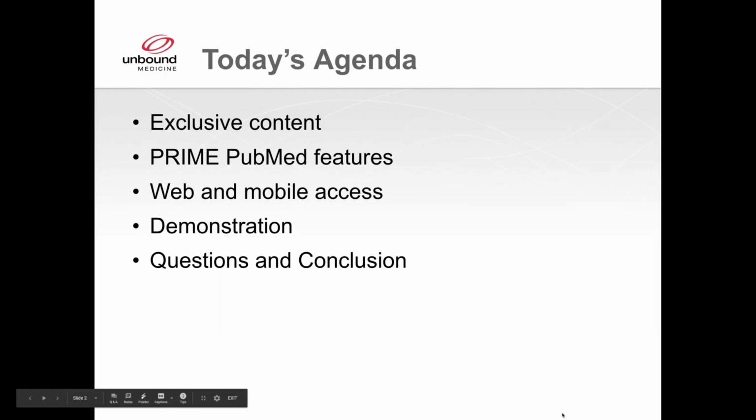Today, I will be going over some of our exclusive content and how our exclusive content integrates with our version of PubMed, which is PRIME. PRIME includes PRIME PubMed Search, PRIME Journals, and PRIME for You. I will be going over this information on both the mobile device and the web to show you how you can access different features across both platforms.